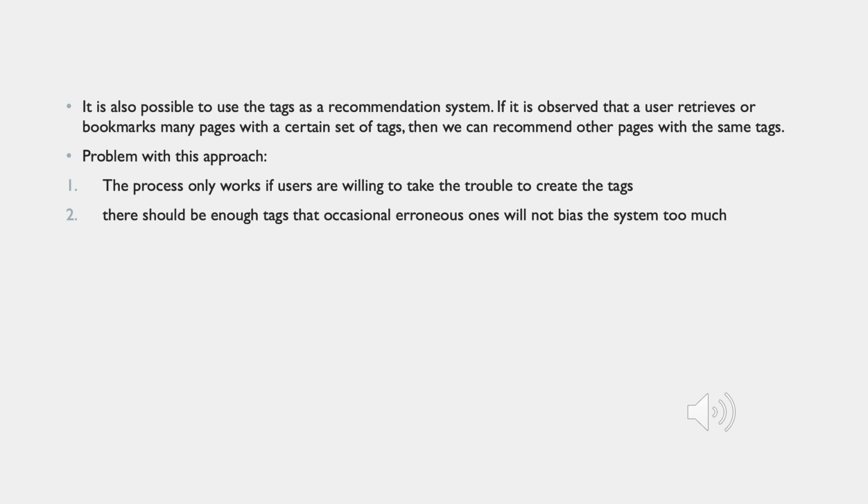We could actually use these tags to develop an effective recommendation system, but there are a few issues regarding this system. If the users are not interested in tagging the products, there would not be features to begin with. Or if there are not enough tags, even a small number of wrong tags could bias the system.